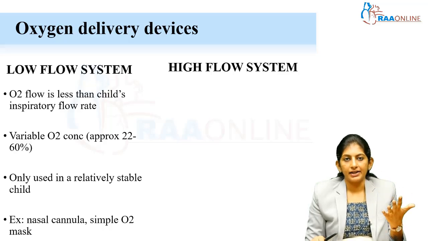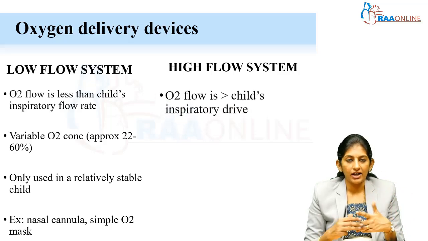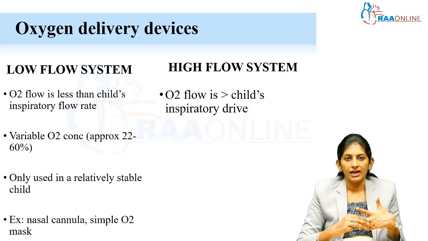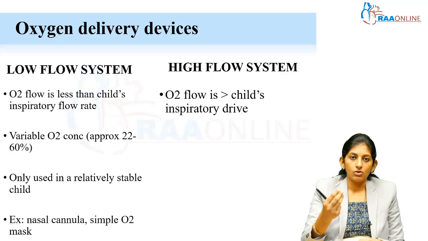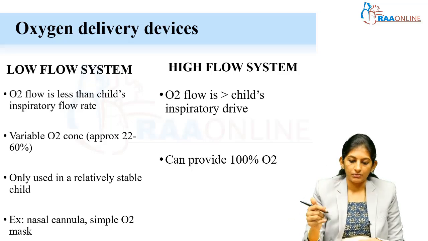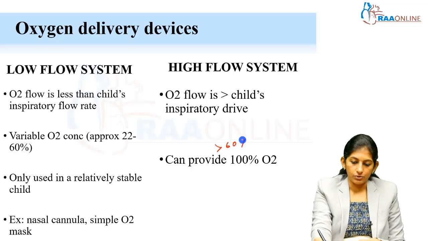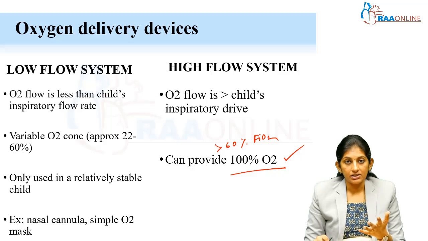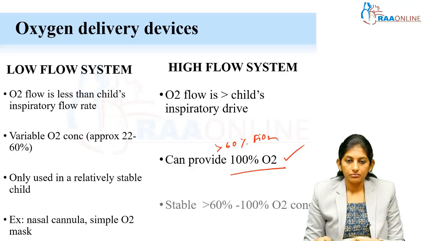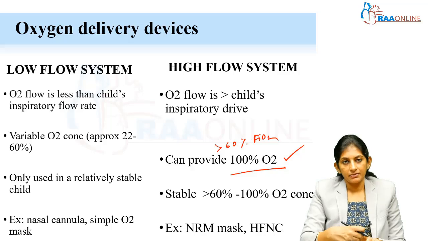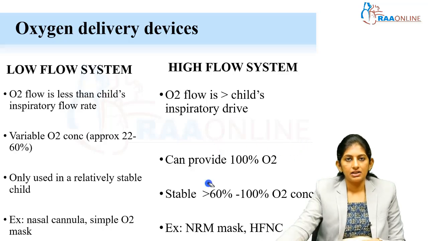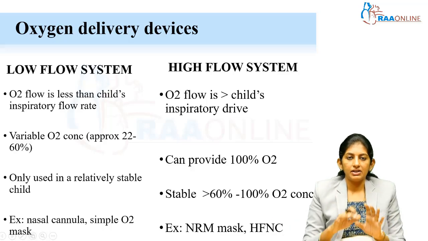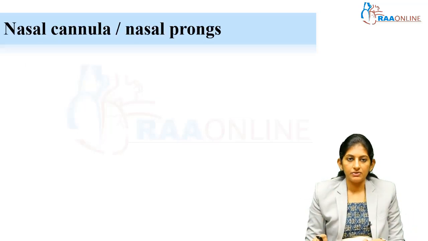I am going to give high rate, high flows, like your high flow nasal cannulas, HFNC or HHFNC. All these are high flow systems where you will be able to deliver more than 60% FiO2, up to 100% FiO2, in a non-invasive method. Examples are an HFNC and a non-rebreathing mask. This is the basic difference between a high flow system and a low flow system. Definitely you all should know. As residents, we should definitely know this.